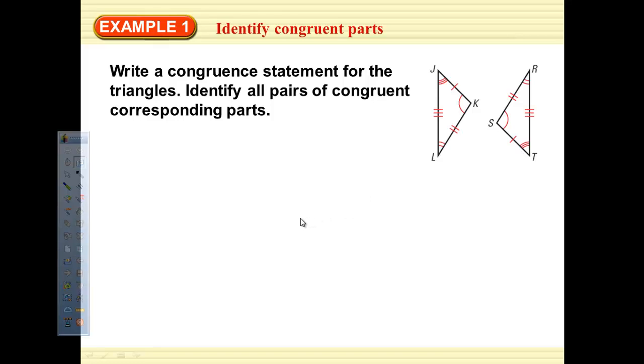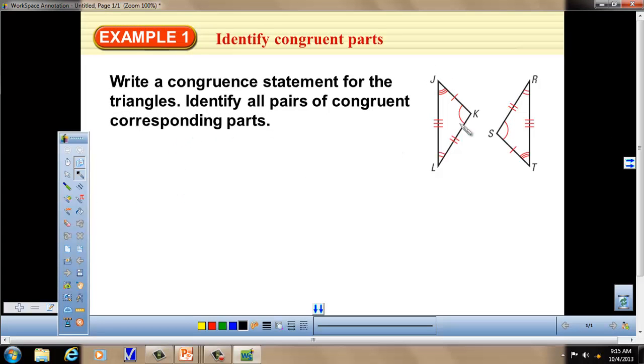For this example, we're looking to see what are the corresponding parts that are congruent in the triangle. If we notice, all of the parts have corresponding parts that are congruent, so the two triangles will be congruent as well. When we write our congruent statement, we have to be very careful how we write it. It has to be written in the same order for both.